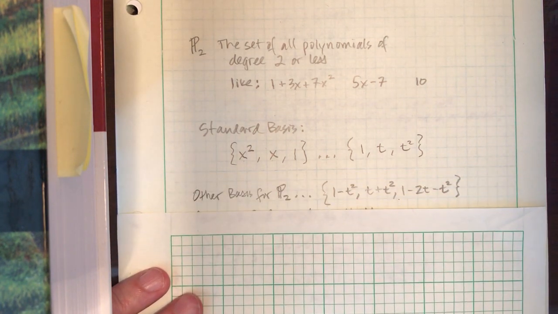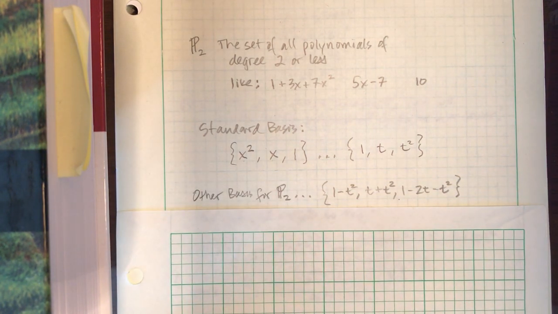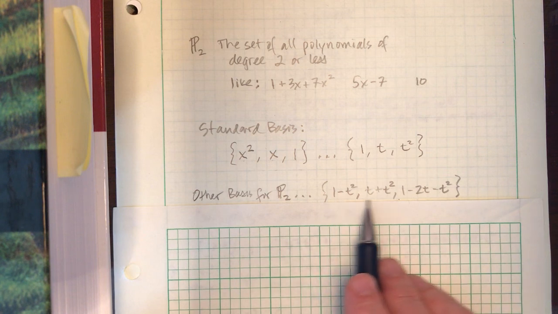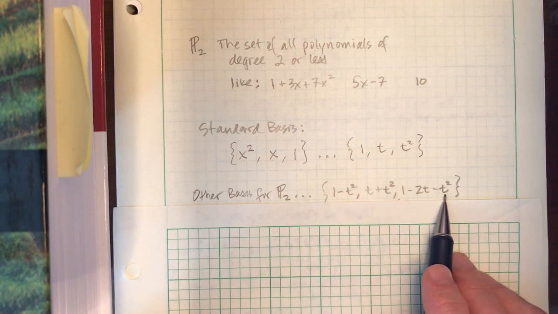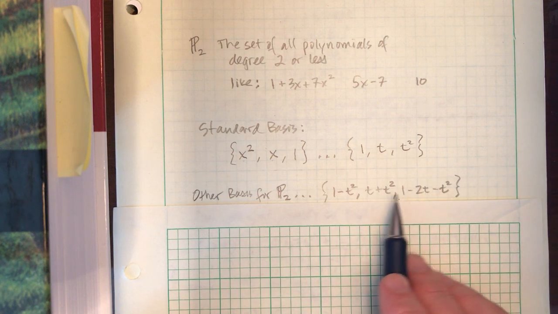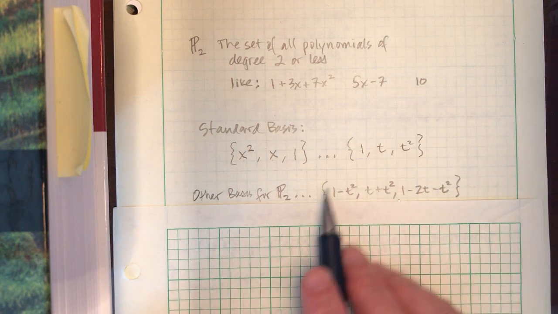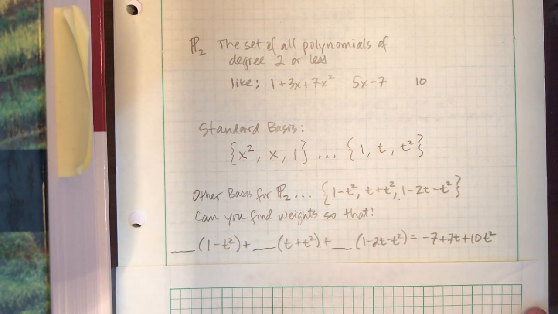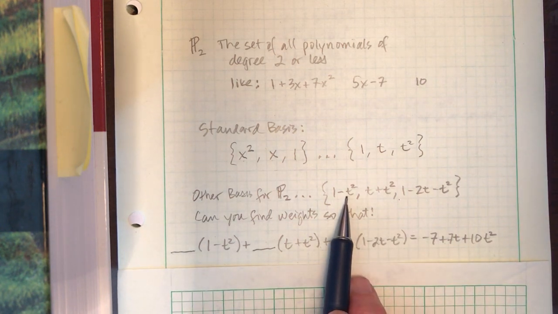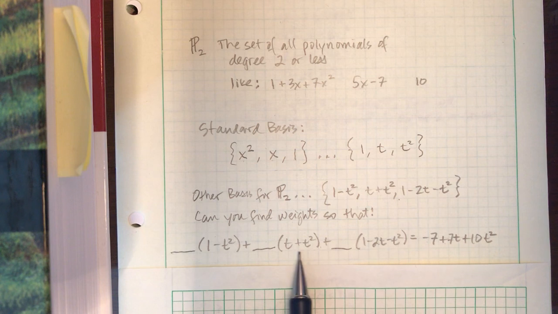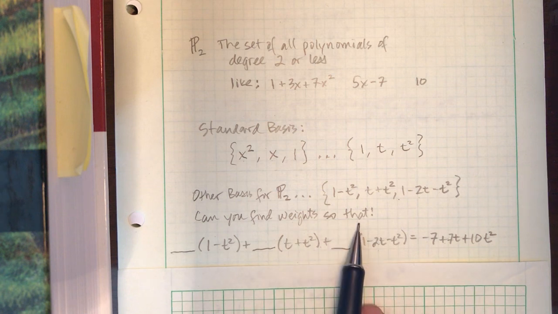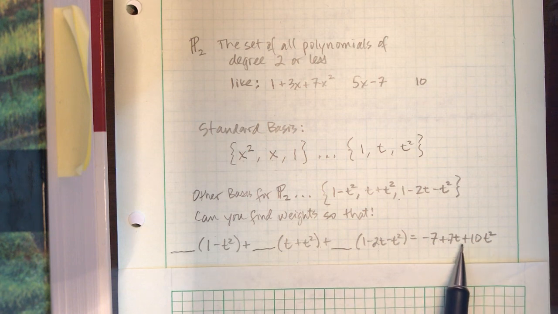So, like our other vector spaces, this isn't the only basis that can work. Here's a basis for all of P2, meaning if I use these three polynomials with the correct weights, I can create any polynomial in P2. So, here's my question. Notice my 1 minus t squared, t plus t squared, and 1 minus t, 2t minus t squared is here. Can you find the weights that you would scale each of those by to end up with this target polynomial that I just made up?